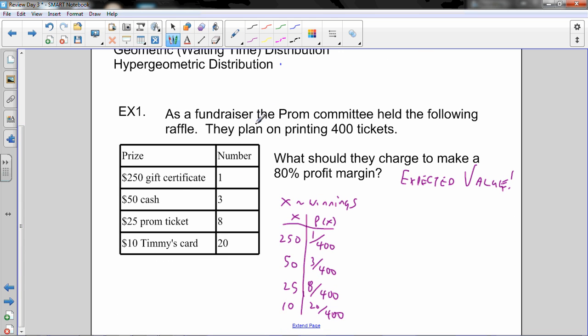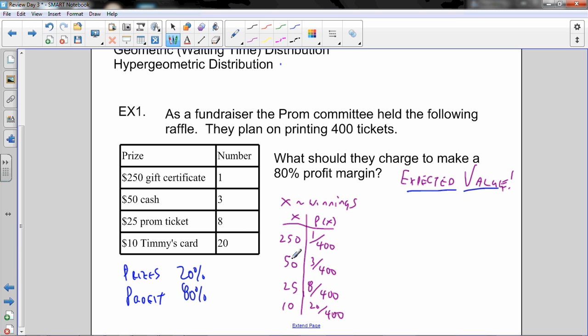As a fundraiser, the prom committee held the following raffle. They plan on printing 400 tickets. What should they charge to make an 80% profit margin? So the idea is the prizes are going to represent 20% of the cost, and profit's going to be 80%. There's a couple ways you can do this, but one way is to find the expected value per ticket, right? 20% of the value will be to pay for the prizes, and 80% will be profit.